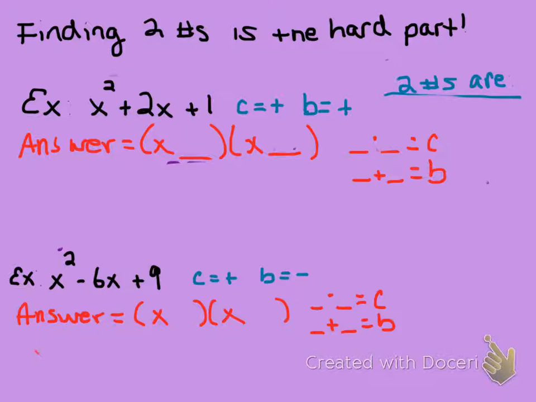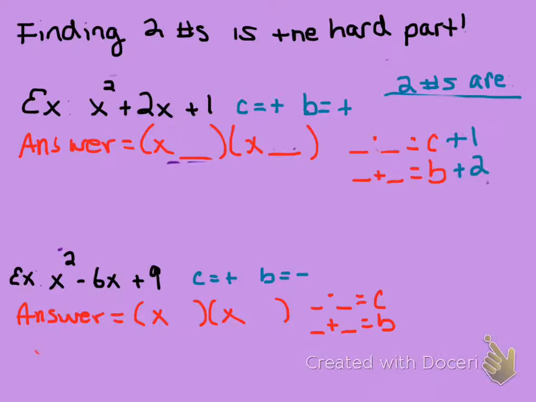Now, the hardest part about this is actually finding those two numbers, okay? So I'm going to really focus on that as I go through 4 examples. So here we have an example of x squared plus 2x plus 1. Now, your first thought should be, I need two numbers that multiply to give me c and add to give me b. So in this case, my c is positive 1, my b is positive 2.